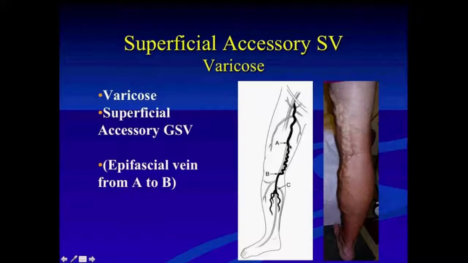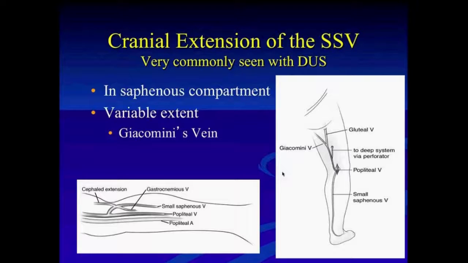Here's an example of varicosities in the superficial accessory saphenous vein between point A and point B. That vein has become varicose and redundant. We talked a little bit about the cranial extension of the small saphenous vein. When looking at this diagram, here's the sagittal image. Head is to the left, looking at the small saphenous vein as it goes into the popliteal vein. Gastrocnemius veins can, but not always, join into the small saphenous vein, but frequently there's a cephalad extension heading up into the thigh. It may be very small, but it's usually there.